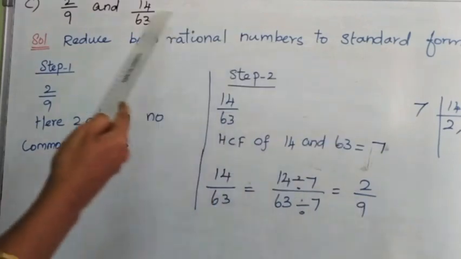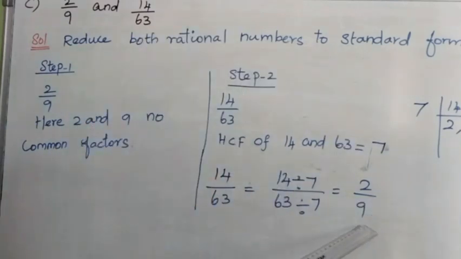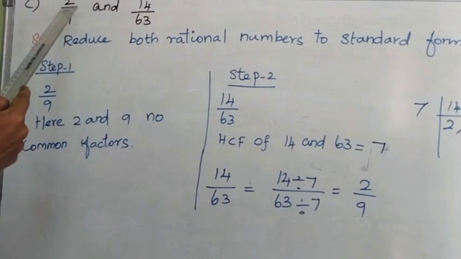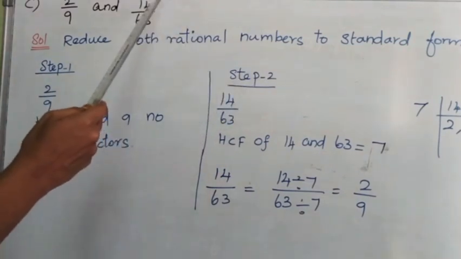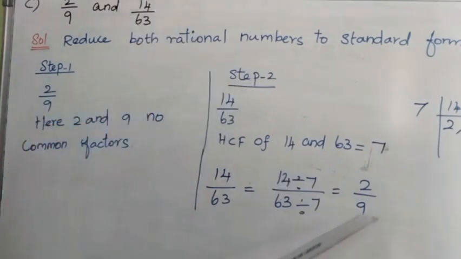This is the standard form of the second rational number, isn't it? What is the standard form of the first rational number? The answer is 2 by 9. Yes, as usual we could not do anything because they don't have common factors. So its standard form is 2 by 9. Next, the standard form of the second rational number 14 divided by 63 is 2 by 9. Here also 2 by 9.